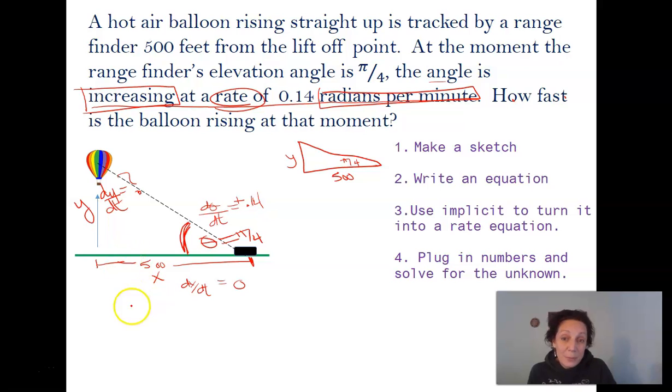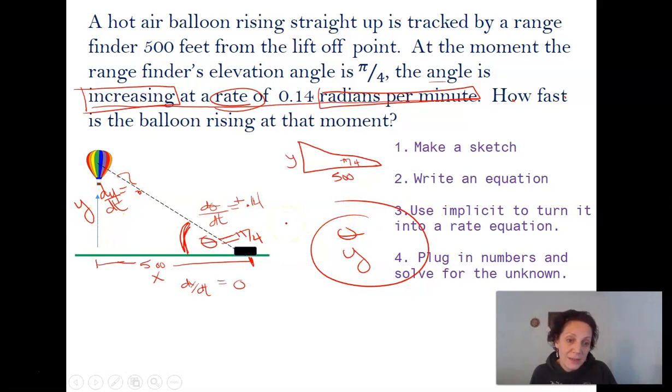So minimally, they gave me a theta and a d theta dt. I need an equation that has a theta in it. And I'm needing to know what dy dt is, so I need an equation with a y in it. If x gets involved, so be it. But I absolutely need a theta and a y, because I've got a d theta dt involved and I've got a dy dt involved. So our job is to find an equation that links theta and y.